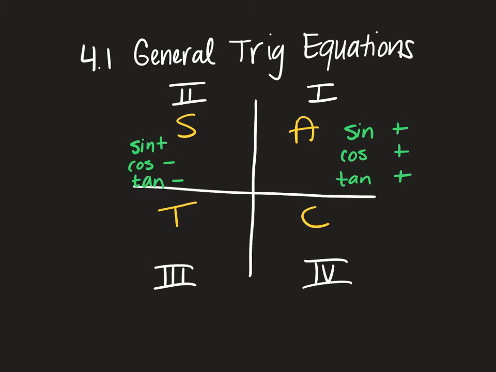In quadrant 3, tangent's going to be positive. So sine and cosine are negative, tangent is positive. And then quadrant 4, sine is negative, cosine is positive, tangent is negative.